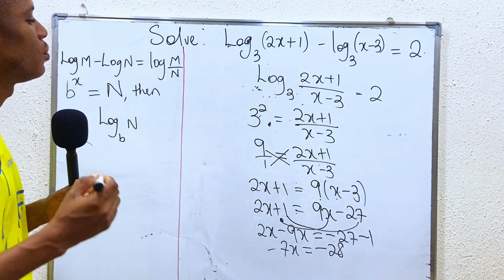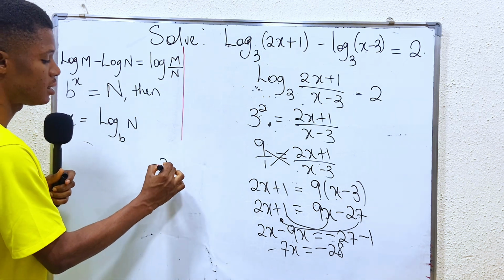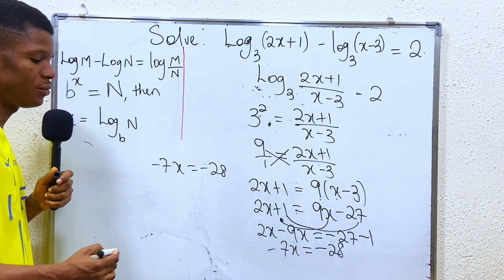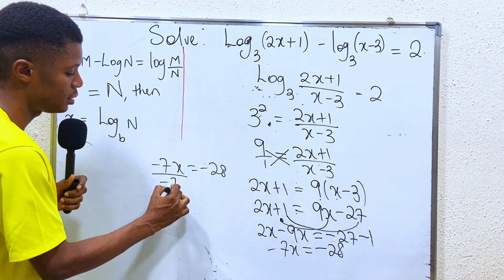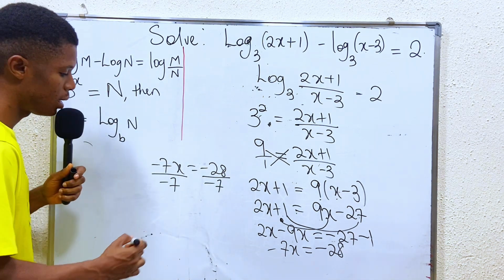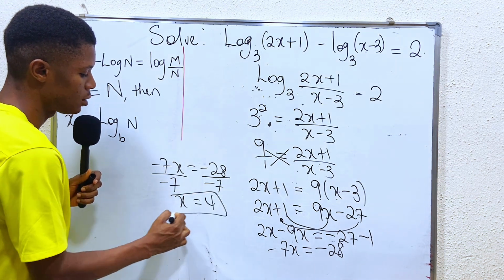So for us to get the value of x, minus 7x is equal to minus 28. We have to do what? Divide through by minus 7 on both sides. When we divide by minus 7, you notice that x is equal to 4. So x is actually 4 here.